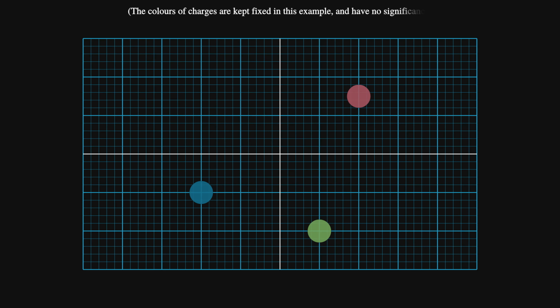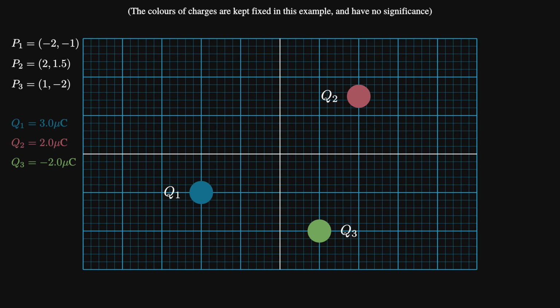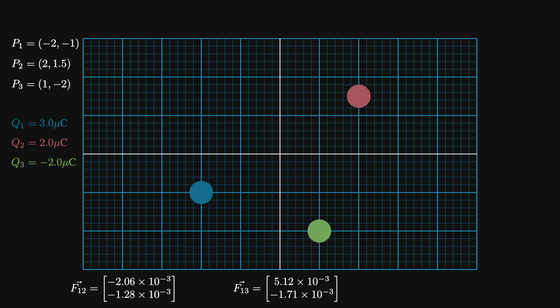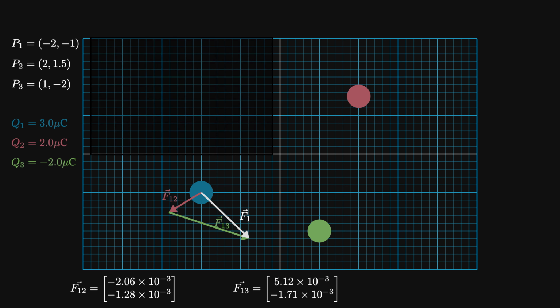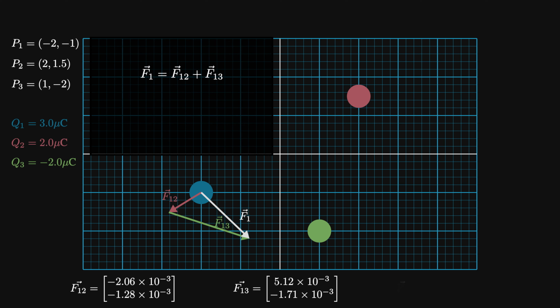But what happens when we have more than 2 charges in our system? If we introduce another charge Q3 at a point P3, we also need to write out the forces on Q1 and Q2 due to Q3, and vice versa. So now, Q1 experiences a force F12 due to charge Q2, and a force F13 due to charge Q3. These are both vectors which we can sum together tip to tail to find the total force on Q1.